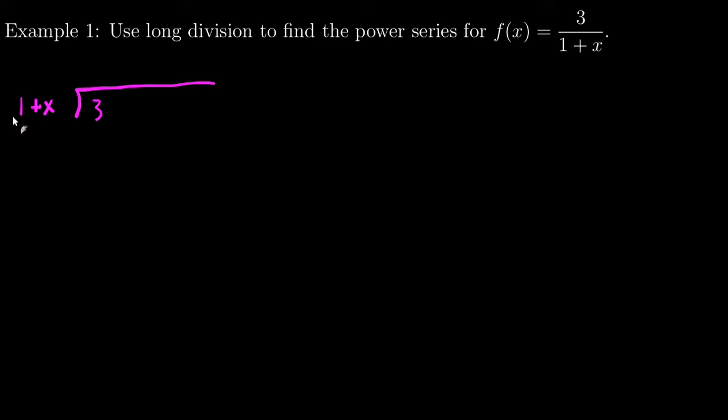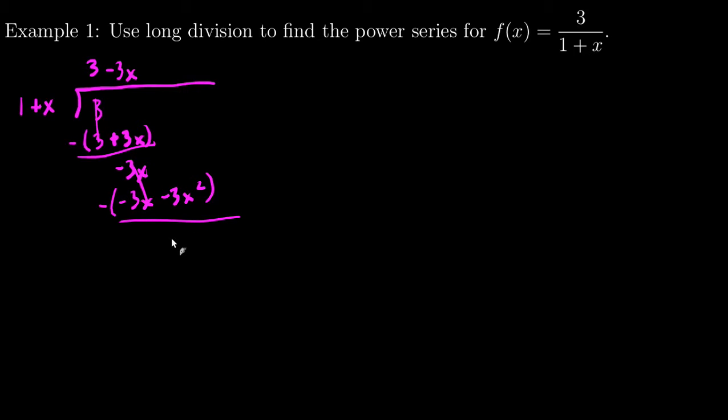So I say, how many times does 1 go into 3? Well, 1 goes into 3 3 times. I multiply this by that expression, get 3 plus 3x. I subtract, the 3's cancel, and I get a negative 3x. And I can actually continue. 1 goes into negative 3x, negative 3x times. And I multiply this by that expression, and I get negative 3x minus 3x squared. And when I subtract this, the negative 3x's cancel, and I get a positive 3x squared. And so 1 goes into 3x squared times, and you can probably see the pattern.